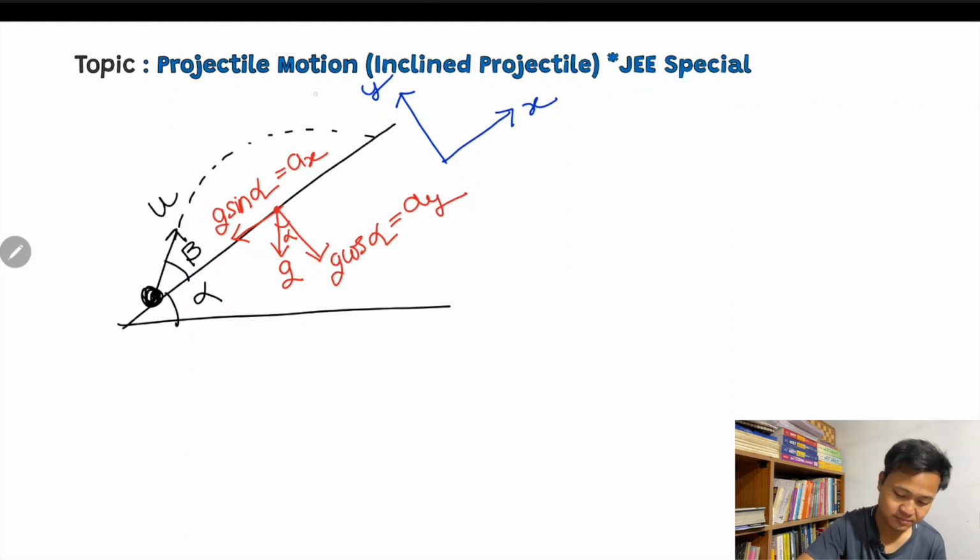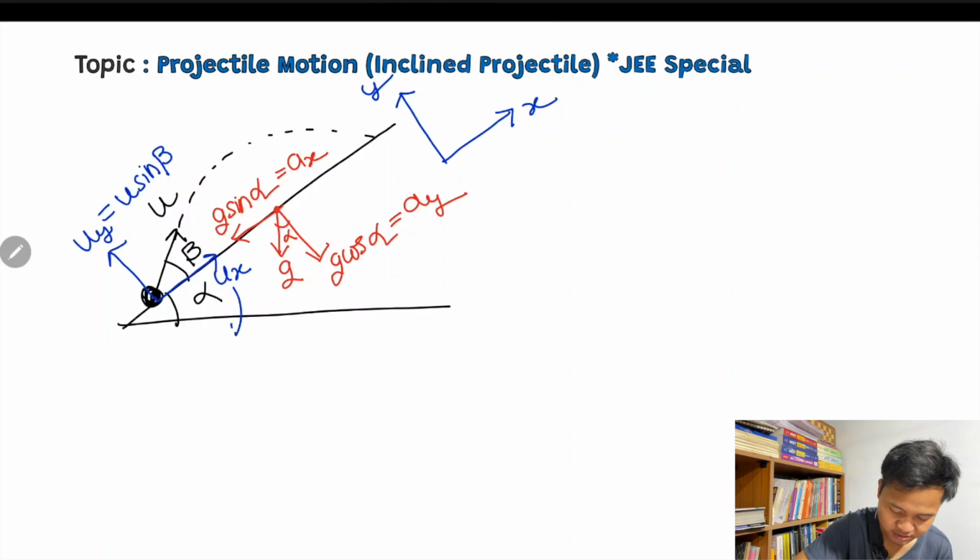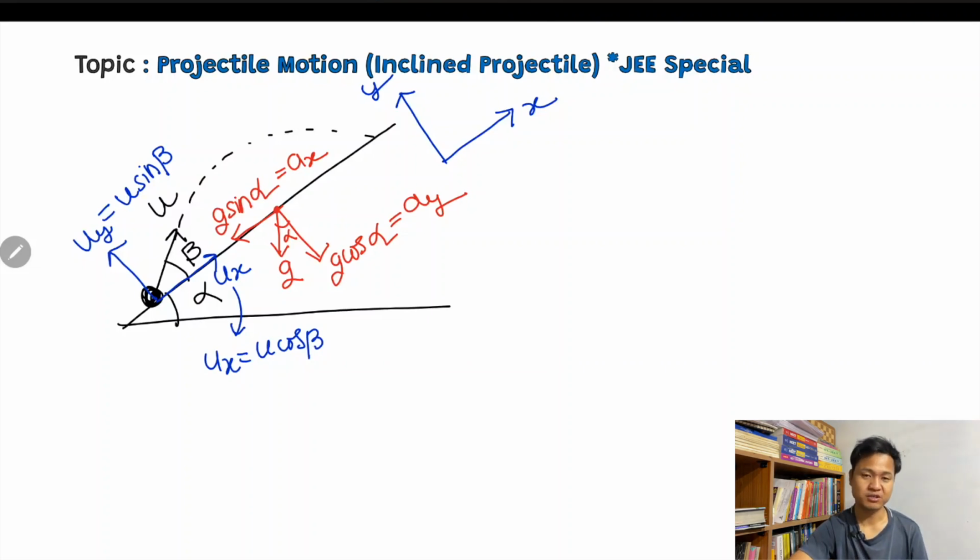So next is velocity. For u_y, it is u sine beta. And for u_x, u_x is equal to u cos beta. You keep in mind only those things: for u, u sine beta and u cos beta; for g, g sine alpha and g cos alpha.